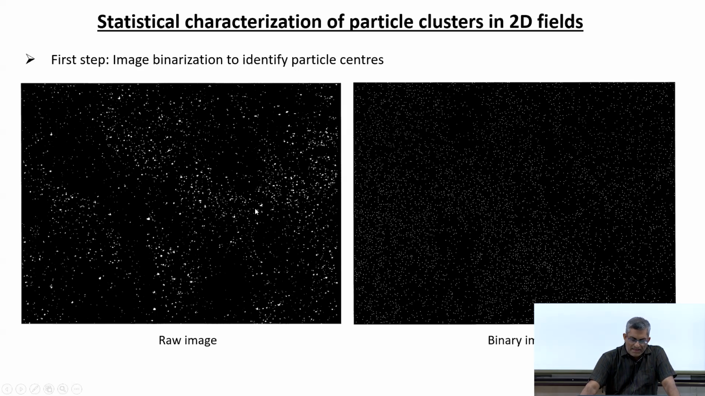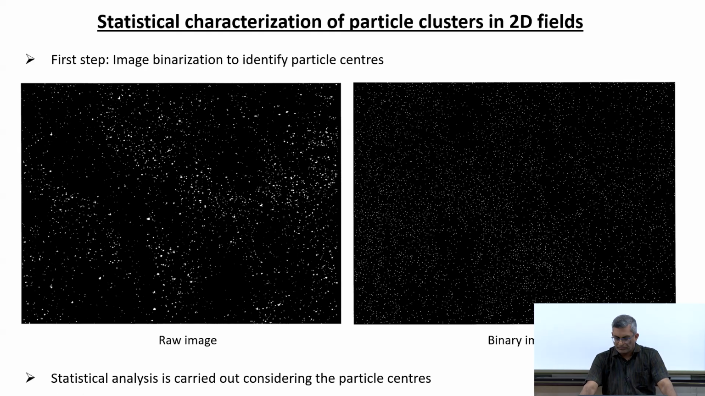Once you binarize, you will be able to identify the shapes of the individual particles, and once you know that, then we can find the center of each particle, and that is what is done here. So, here you not only see the binarized image, but also this shows only the particle centers. That is what we need for this type of analysis. Okay, so we will do the statistical analysis using these particle centers.